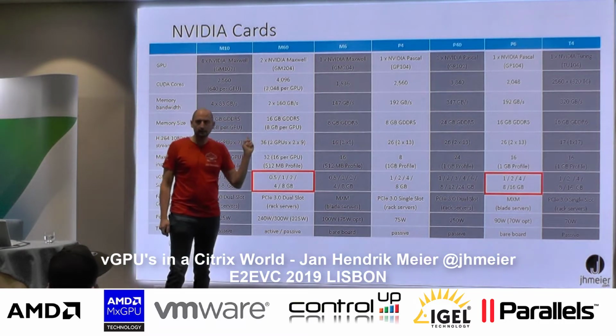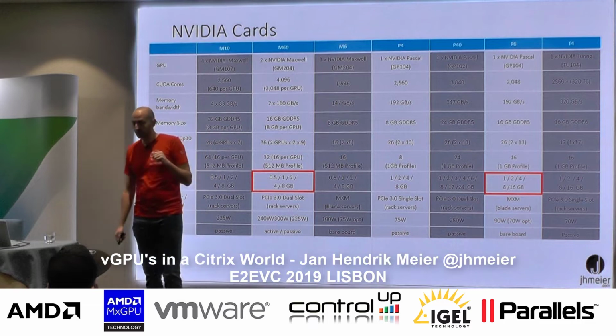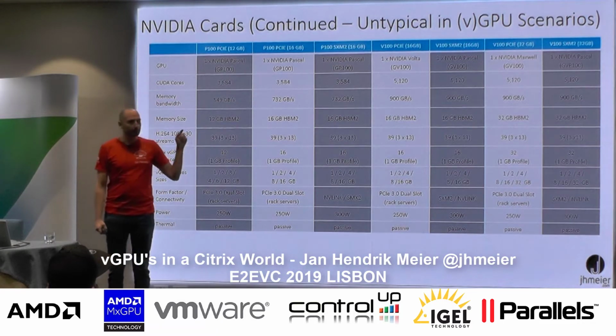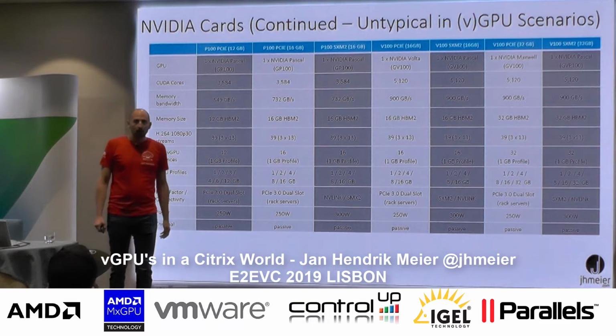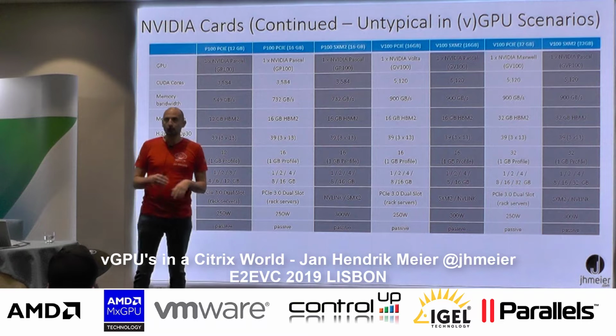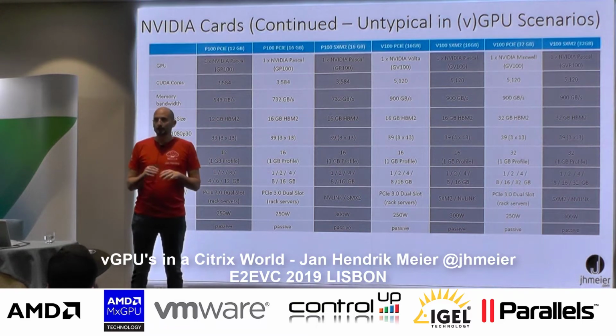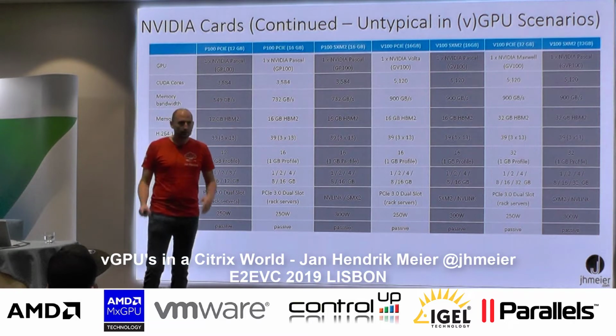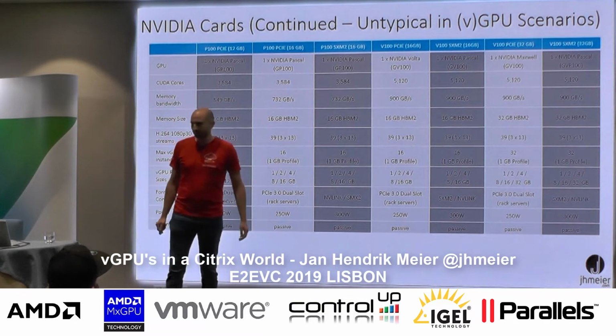And if you like, and have a lot of time, you can also look at other cards, the P100 series and the V100 series. Most don't consider them for vGPU workloads. They work, but they are not designed for this scenario. They are more for AI, deep learning. So it's not typical to use them.